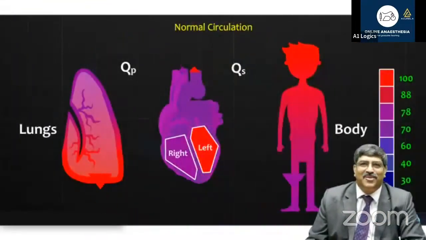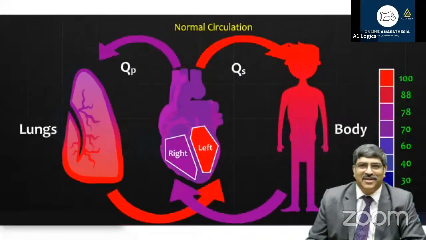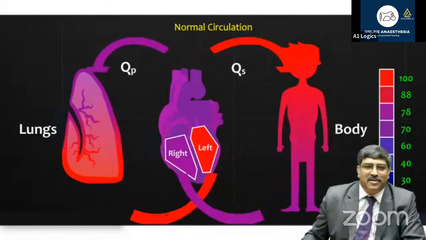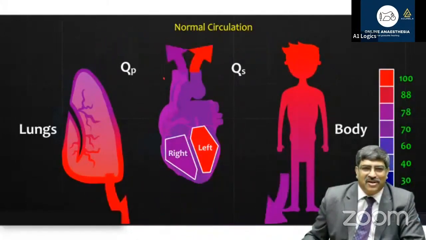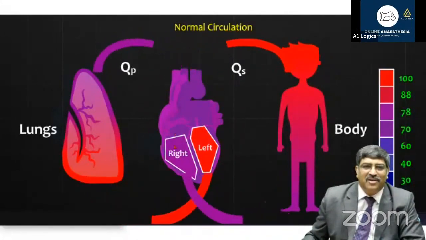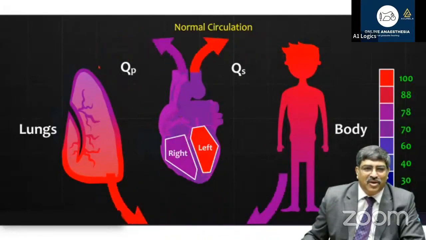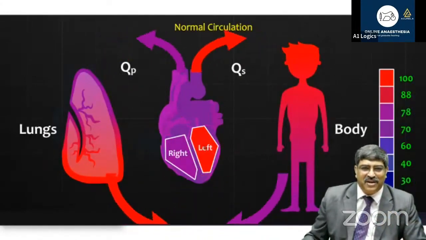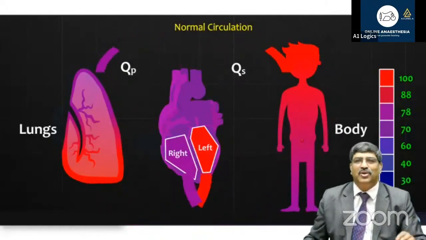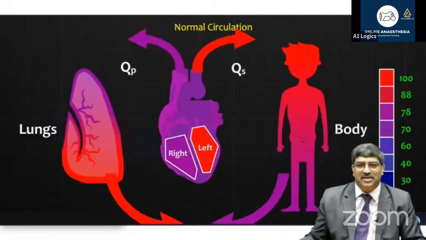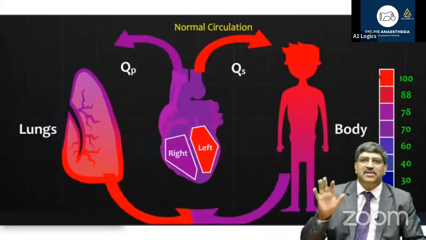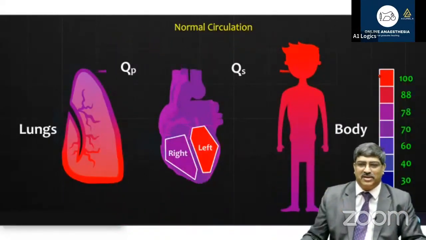Now coming into the more complex physiology, that is single ventricle. Normally, blood from the venous circulation goes into the right side of the heart. From the right side of the heart, it goes to the lung, gets oxygenated and goes to the left side of the heart, and through the aorta, it goes into the systemic circulation, and the saturation will be around 95 to 100%. This is the normal circulation.